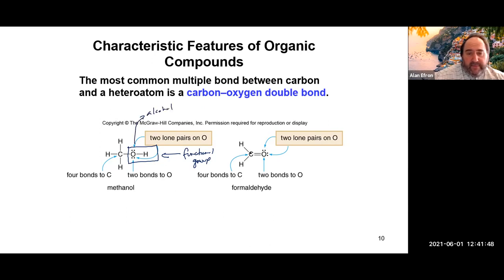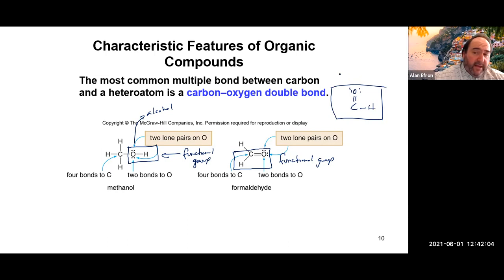Here we have this part, which is actually a functional group. And that involves a carbon-oxygen double bond with a hydrogen at the end. And this is a group of organic compounds which are known as aldehydes, and it has that functional group that occurs.